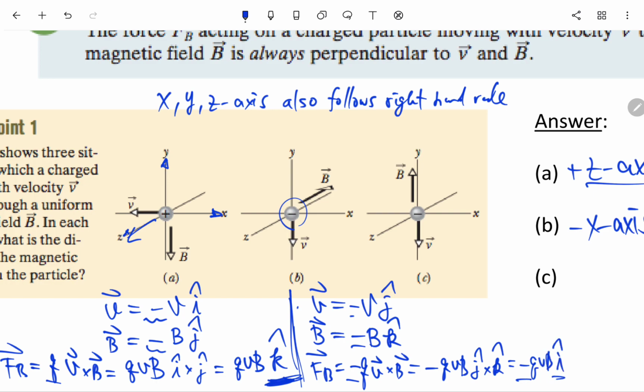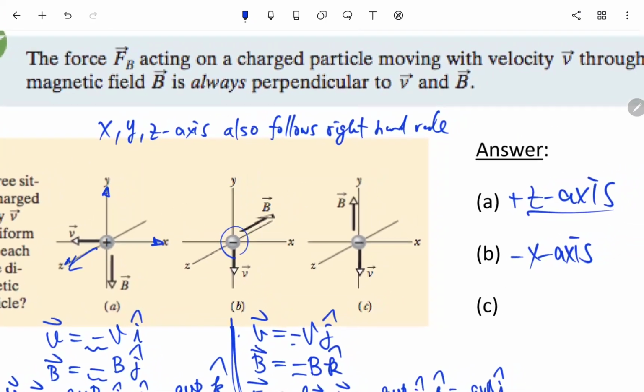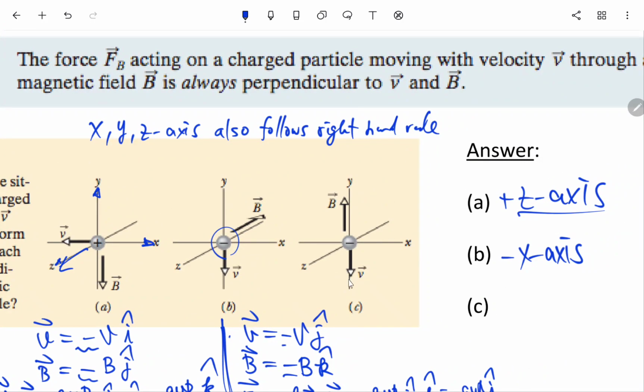Okay, so this is the negative x-axis. And then finally, v and B are pointing in opposite directions, which means that this phi is 180 degrees. So this is a zero vector, so no direction.